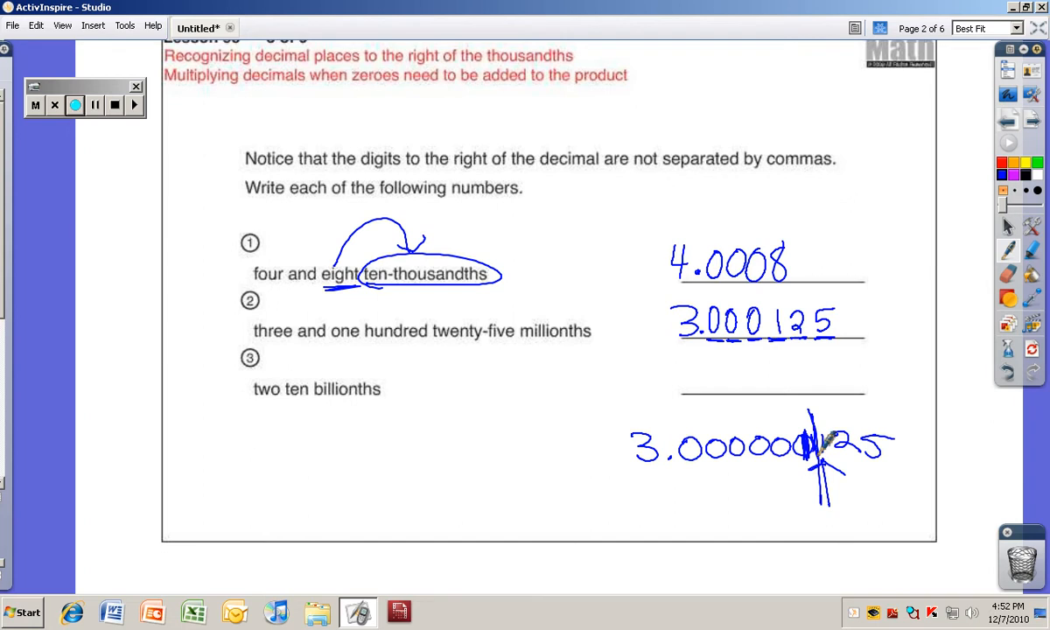And number 3, 2 10 billionths. So you got to put a decimal point here. Tenths, hundredths, thousandths, 10,000ths, 100,000ths, millionths, 10 millionths, 100 millionths, billionths, and 10 billionths. So you should have 1, 2, 3, 4, 5, 6, 7, 8, 9 zeros. Count your zeros. If you're even 1 zero off, your answer is wrong.